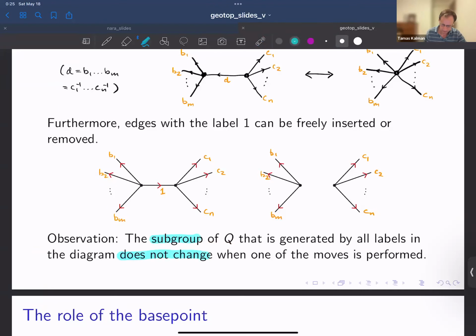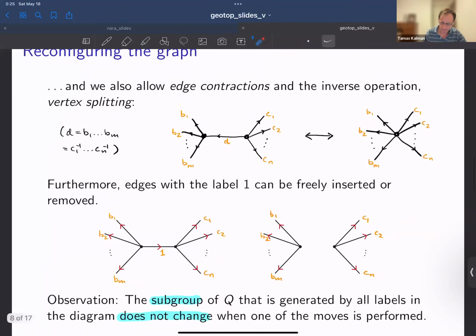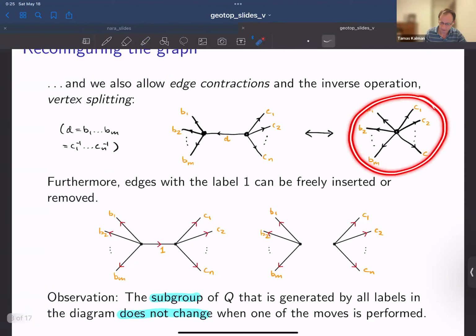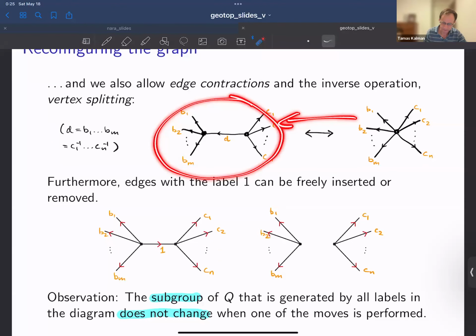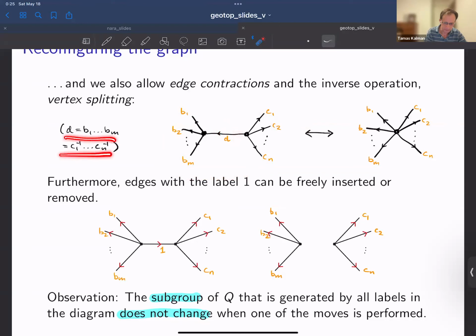Subgroup does not change when the moves that I have discussed so far are performed. That's why I was careful to point this out. For example, when the system goes from here into this configuration, a new label appears, but that new label is in fact a function of the previous labels. So when you add this new label as a generator of the subgroup, that's not going to give a different subgroup. It's going to generate the exact same subgroup as was generated in this situation.